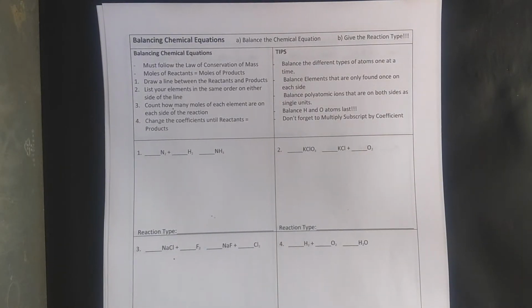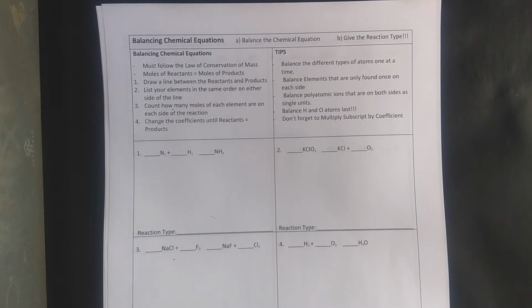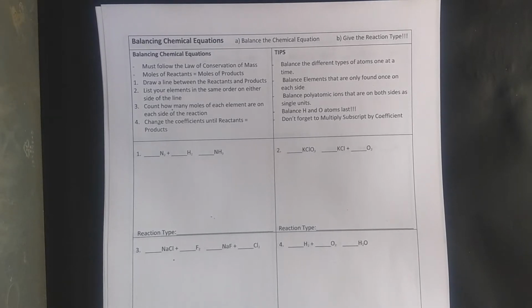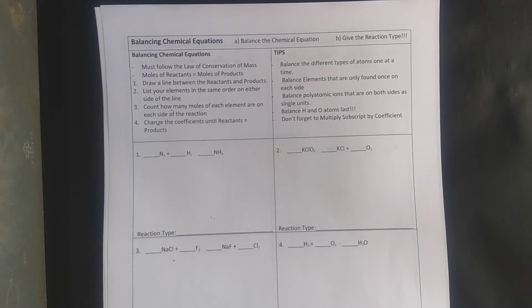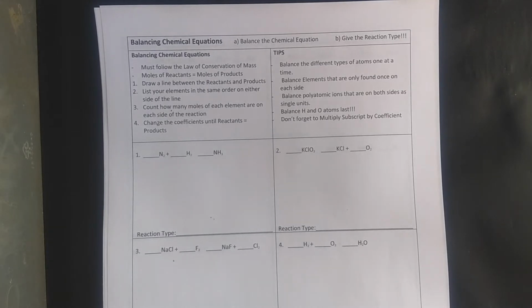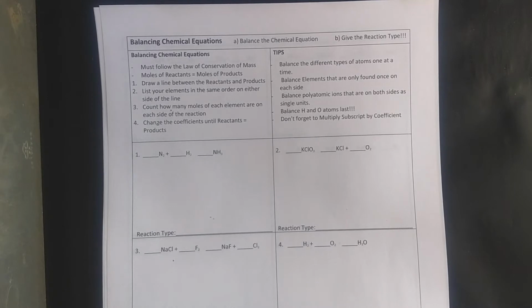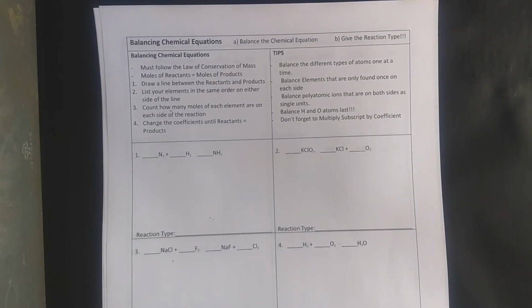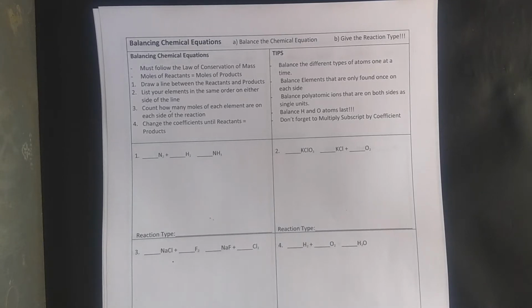So first off, why do we care about balancing chemical equations? What we're trying to do is make sure our reaction is following the law of conservation of mass, or the law of conservation of matter, where the amount of reactants and the amount of products are equal to each other. When I say the amount of reactants and products, I'm talking about how many of each atom we have. So we need to have an equal number of atoms on both sides.